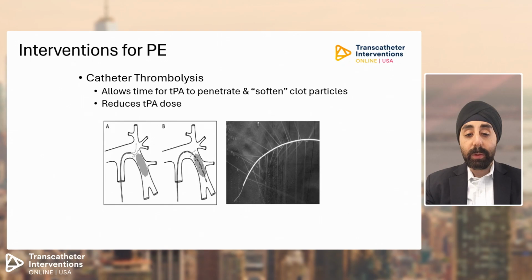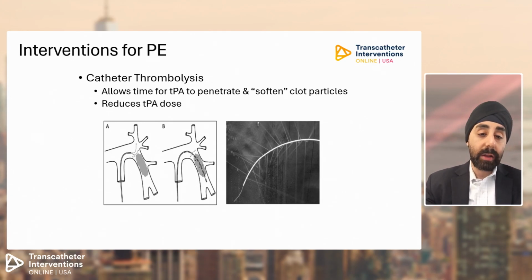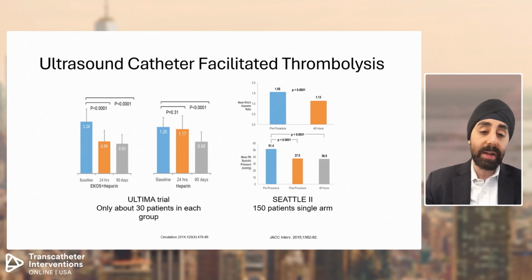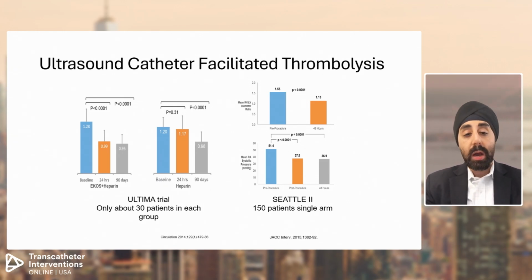Catheter thrombolysis was one of the first technologies after that to be FDA approved. It suggested that if you take a catheter and put it directly into the clot and drip the TPA slowly directly into the clot, you can decrease the dose and thereby decrease the bleeding hazard. The main technology that was first FDA approved was called EKOS, that used ultrasound in addition to the thrombolysis.